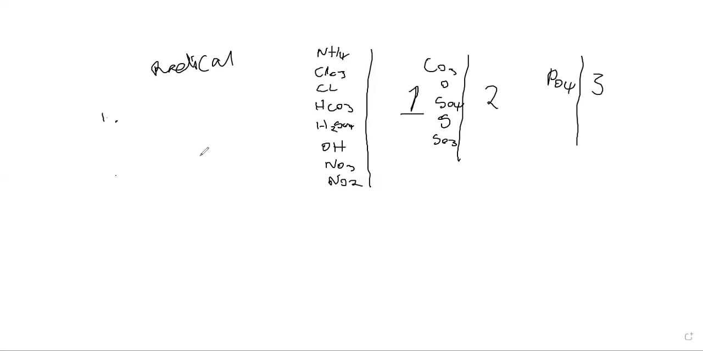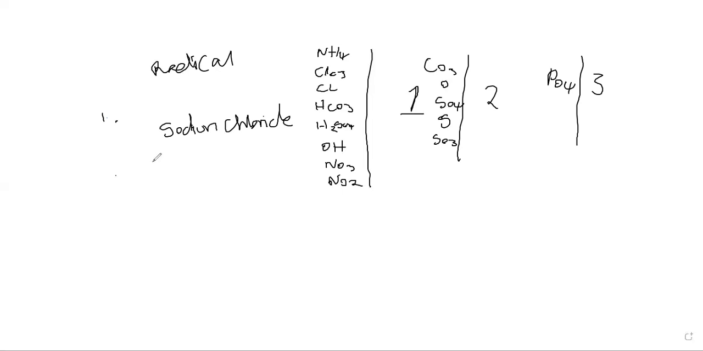If the number is 1, do not write it. In some formulas, radicals are written in brackets followed by a small subscript digit. Let me give you an example. Let's write the formula for sodium chloride. The formula for sodium chloride.